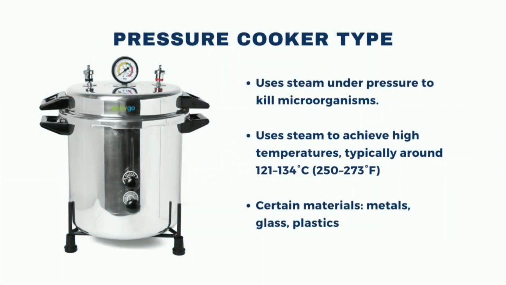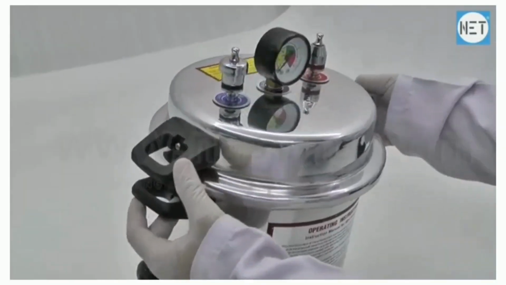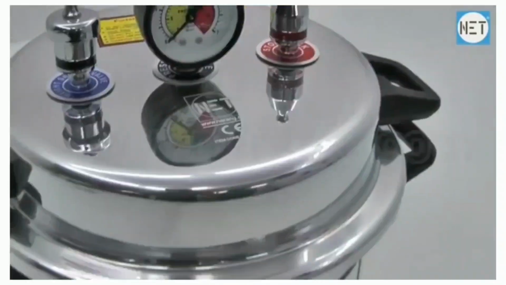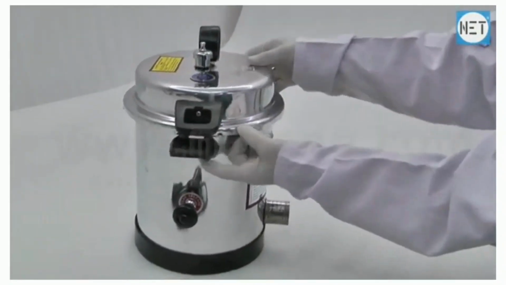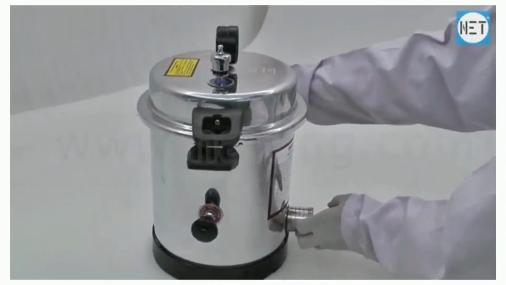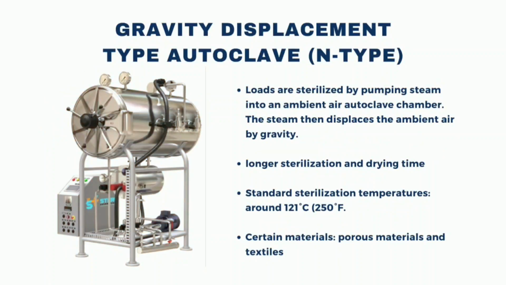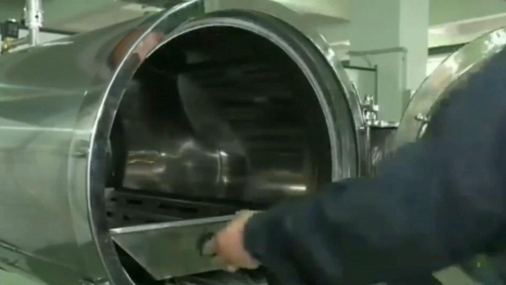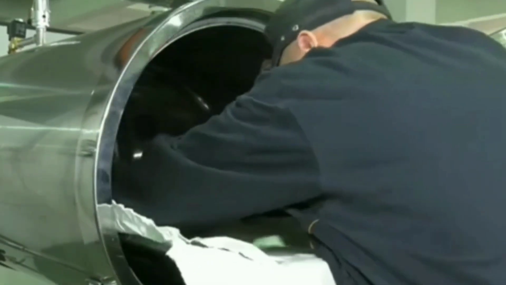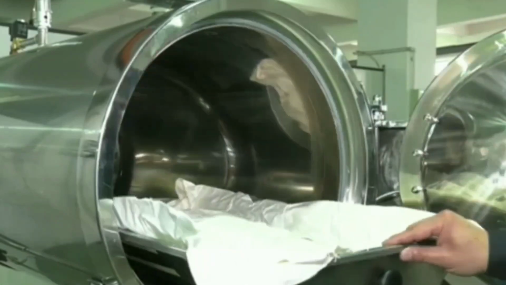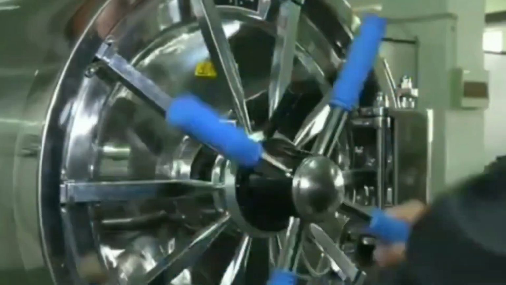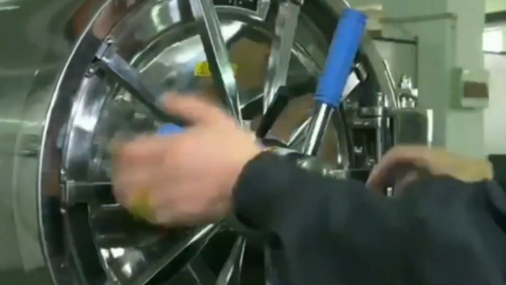First is the pressure cooker type. It uses steam under pressure to kill microorganisms, typically around 121 to 134 degrees Celsius. Suitable materials are metals, glass, and plastics. Second is the gravity displacement type autoclave, N-type. Loads are sterilized by pumping steam into an ambient air autoclave chamber. The steam then displaces the ambient air by gravity. It needs longer sterilization and drying time, at around 121 degrees Celsius.